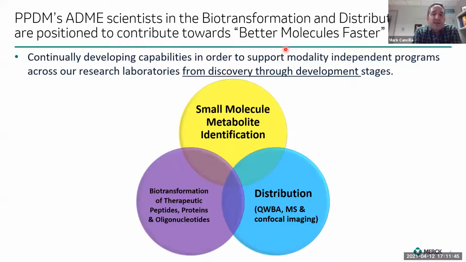So the way the group is currently set up is we have subject matter experts in different areas. So small molecule metabolite identification, biotransformation of therapeutic peptides, proteins, and oligos, and also on the distribution end where we do quantitative whole body autoradiography, mass spec, and confocal imaging. And then you'll notice I have the circles combined because we have a lot of people within the group that are cross-trained to do two, if not all three, of these different areas within the group. And it really helps the flexibility and development of the people, and it also really helps move programs down the pipeline.